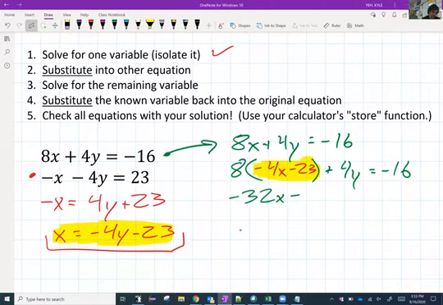So 8 times negative 23 minus 184 plus 4y equals negative 16. So I'm sorry, I made a mistake. I made definitely a big mistake.